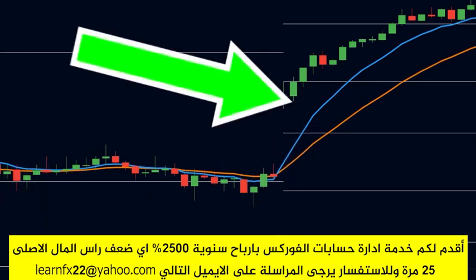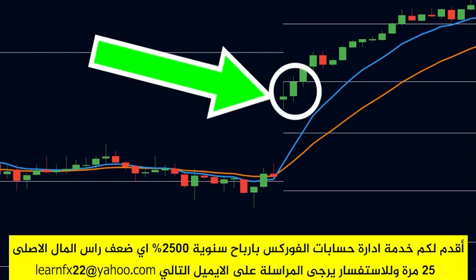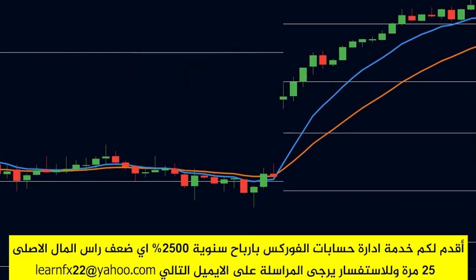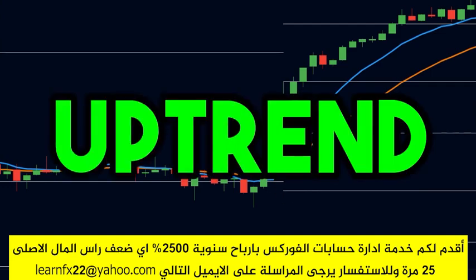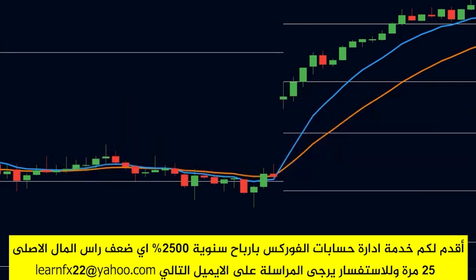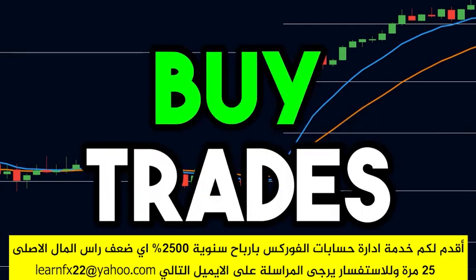The next day the market gaps up and starts making green candles. Due to this bullishness, we see that price is above the 9-period EMA, and the 9-period EMA is above the 21-period EMA. Also, both of these moving averages are sloped upwards as well. This is a clear sign of an uptrend. Hence, we will only look for buy trades.